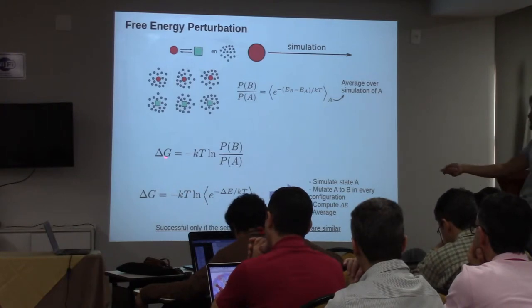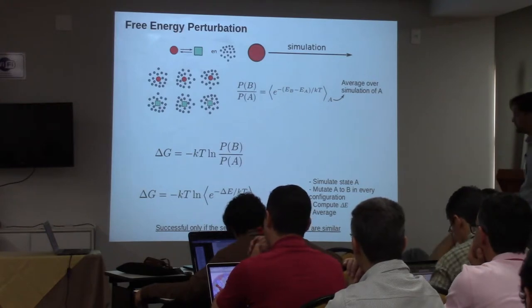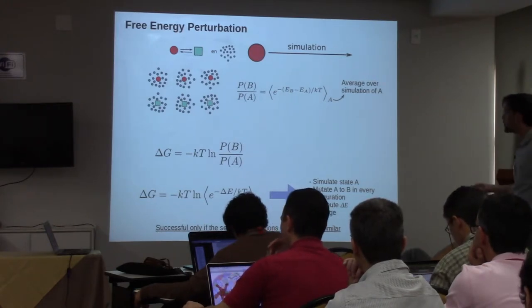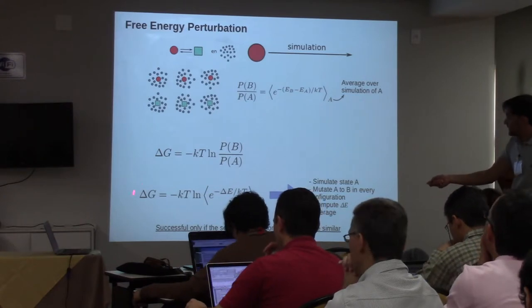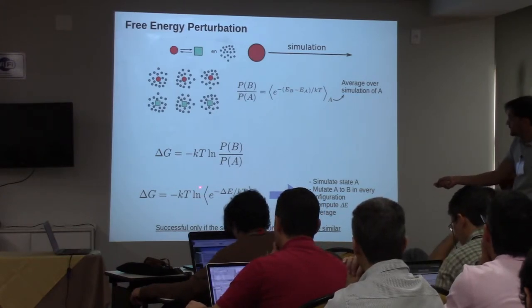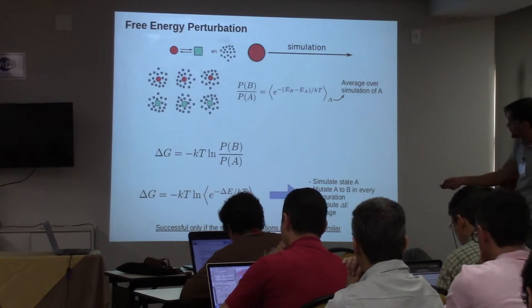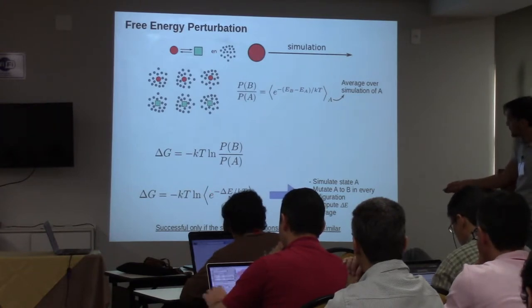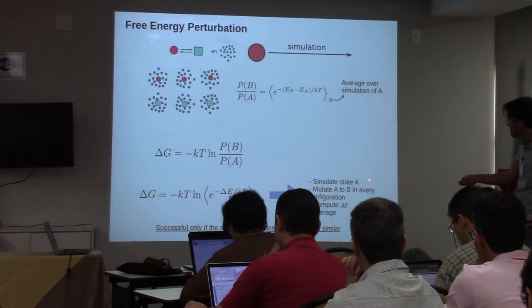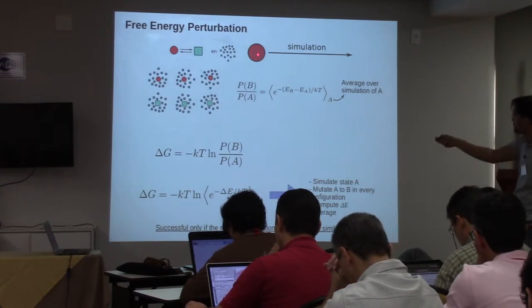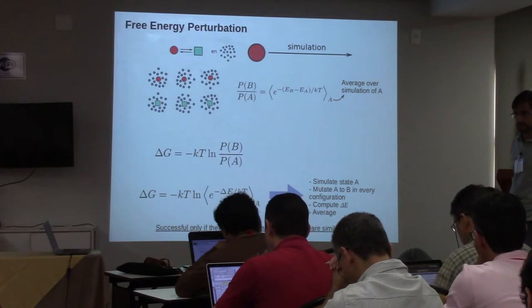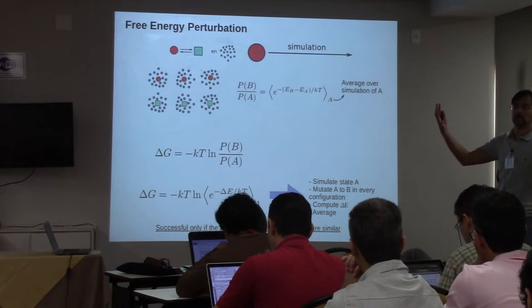And of course, the free energy difference is simply minus kT, the logarithm of this relative probability. So the general formula for free energy perturbation is that the free energy difference is minus kT times the logarithm of the average exponential difference of energies between the two states studied. And this average is performed in a simulation of one of the states only. So in principle, we don't need to perform a simulation of the two states, the initial and final states.